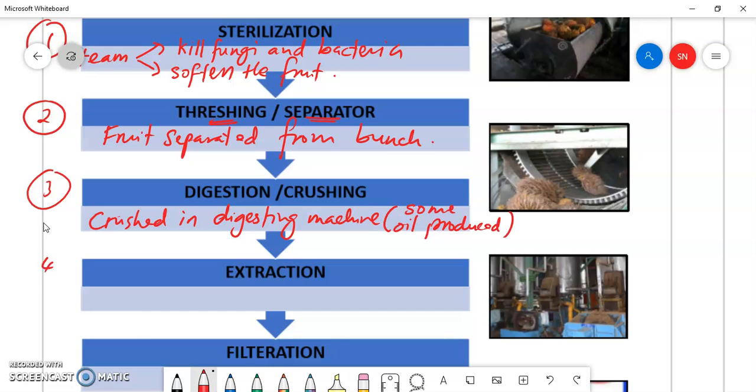Now the fourth step is extraction. This is the main step where the oil is extracted from the fruit, right? So extraction is done mainly to extract the oil. Now this is done using a hydraulic compressor.